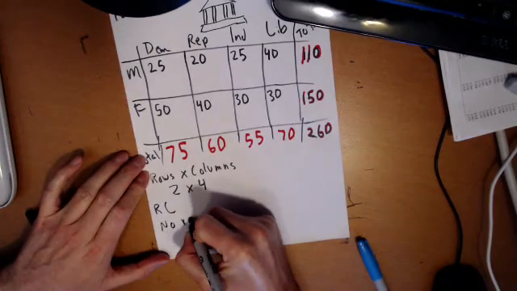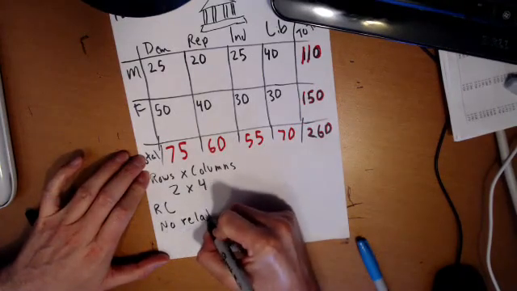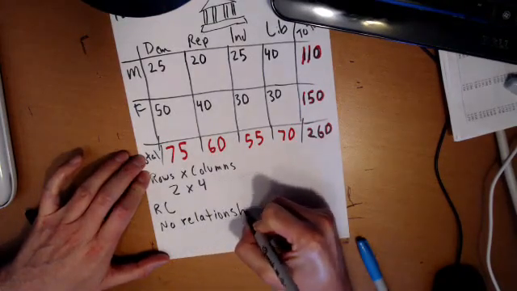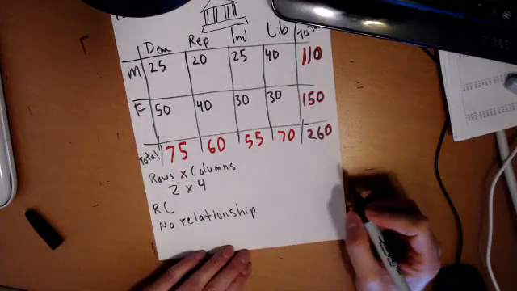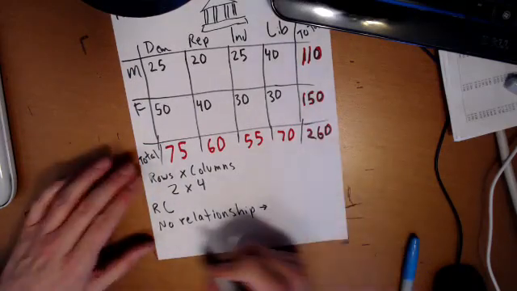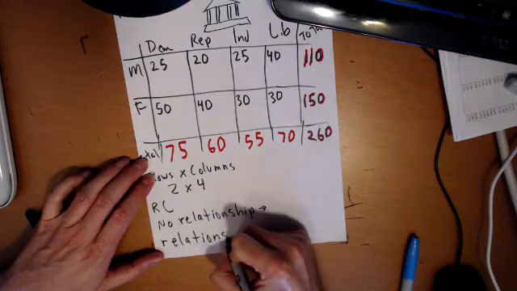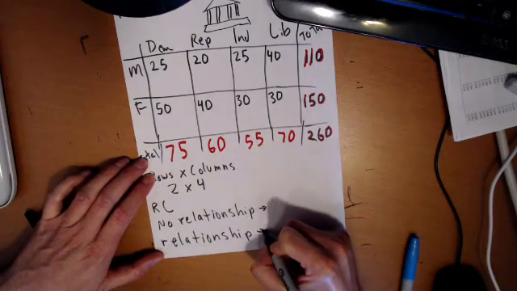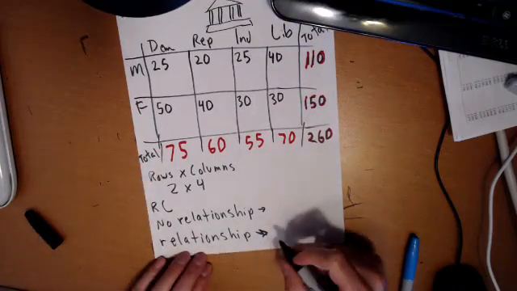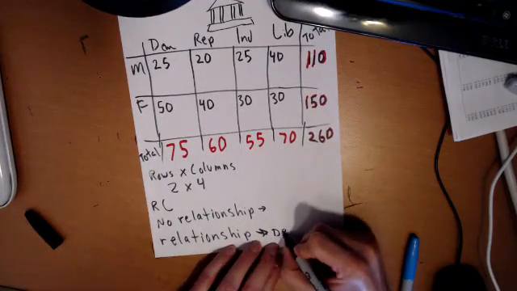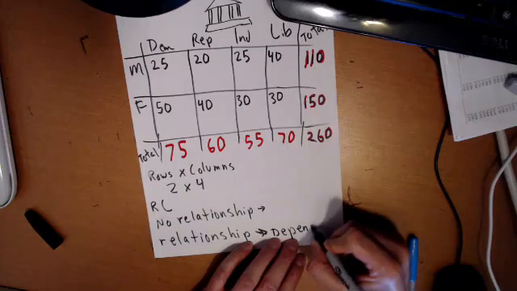Okay, so now what we're wondering is, if there is no relationship, let's write this down, no relationship, versus there being a relationship. If there's a relationship, it makes sense to me that I could use the word dependent. There's a dependence. Dependent.